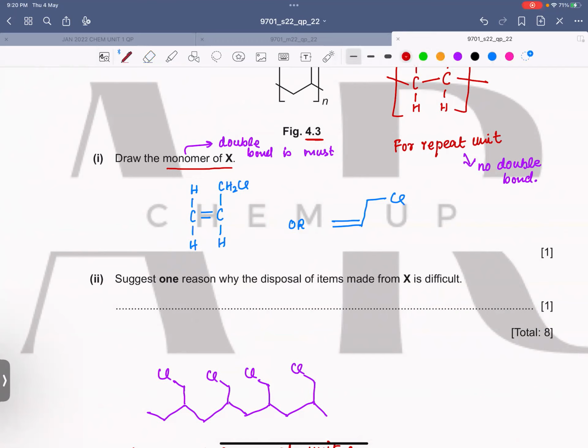Now, suggest one reason why the disposal of items made from X is difficult. Non-biodegradable. Okay. Besides non-biodegradable, can we write any other reason besides this? Toxic gas released if burned. Yeah, on burning, toxic gas is released. Good.